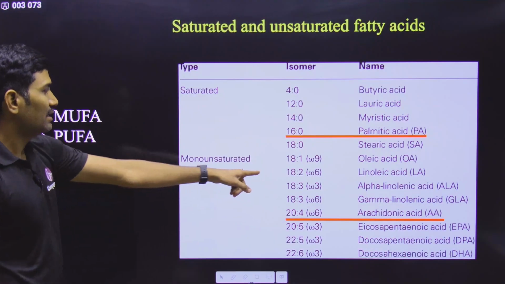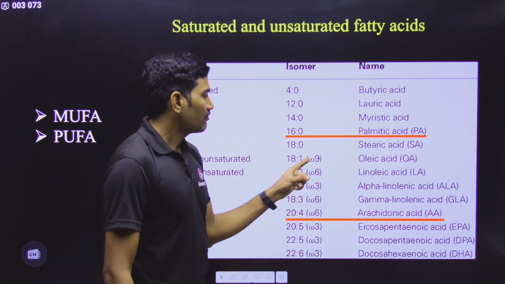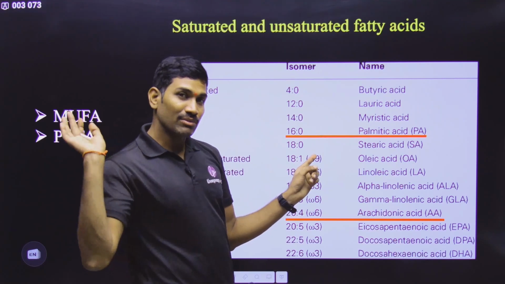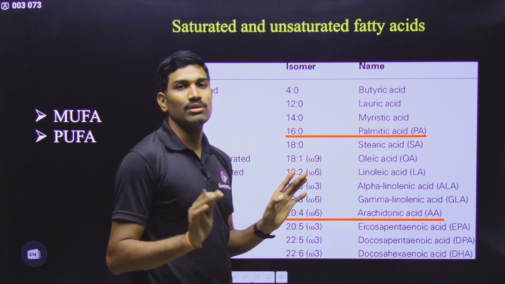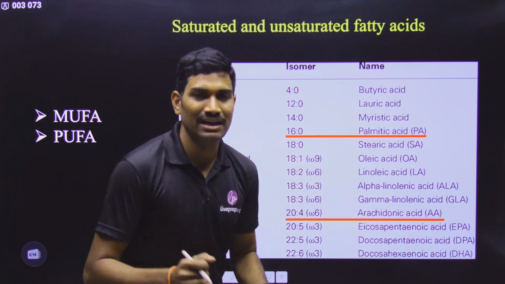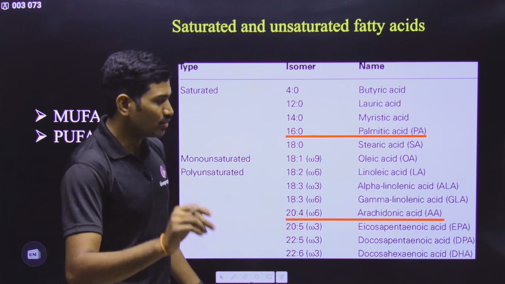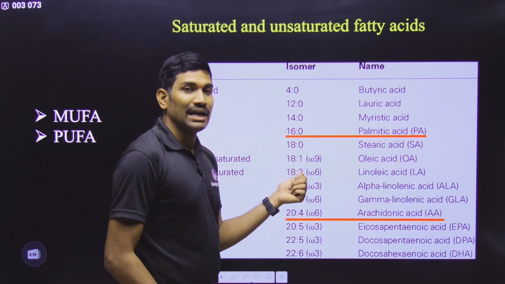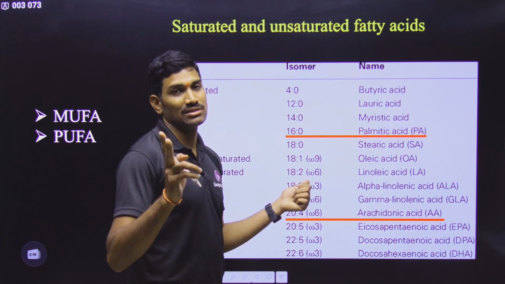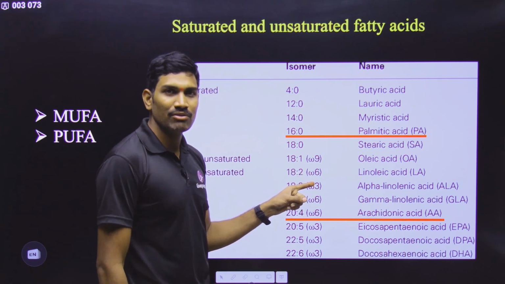Here what they are saying is, the total number of carbons is 18 only. If you count from the last carbon, at the ninth one you will get this double bond. That's why it is called omega 9 fatty acid. Clear? Next one, polyunsaturated. In this polyunsaturated, what example do they give? Total 18 carbons are present and double bonds are present at two locations.